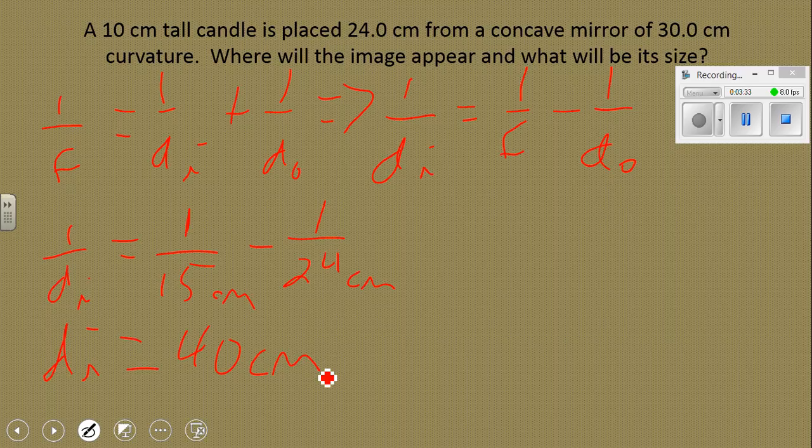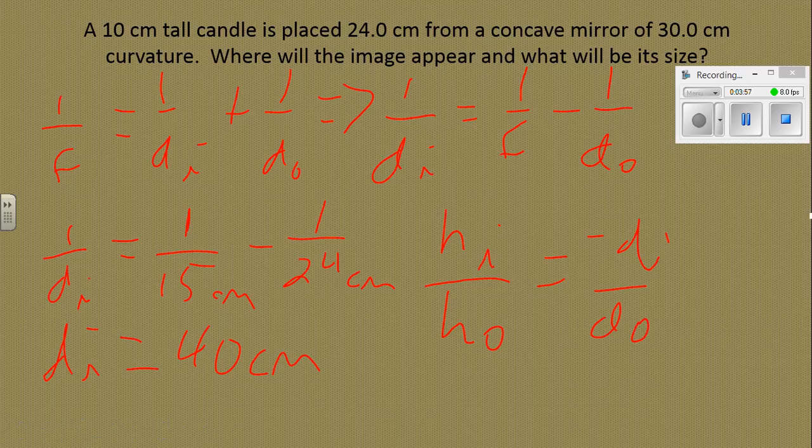Then to find the size, we're going to use that equation hi over ho equals negative DI over DO, and that's just a matter of plugging numbers in and rearranging this. So it's going to be the height of the object, which is 10 centimeters, times the distance to the image, which is 40 centimeters, divided by the distance to the object, which is 24 centimeters. And let's punch all those in.